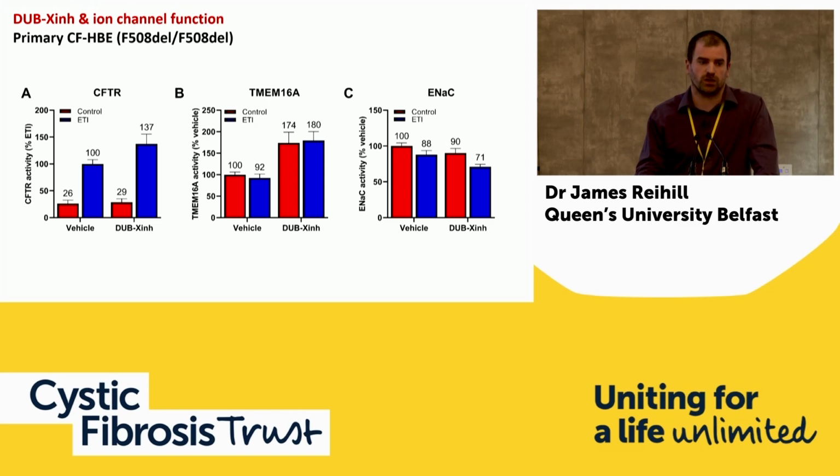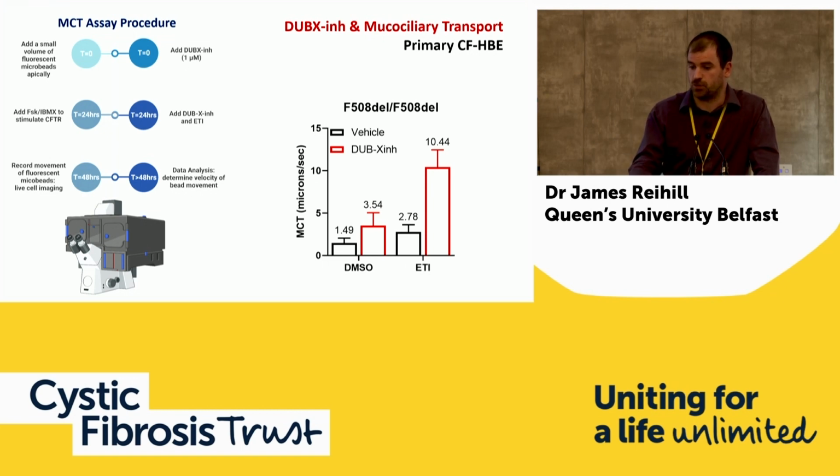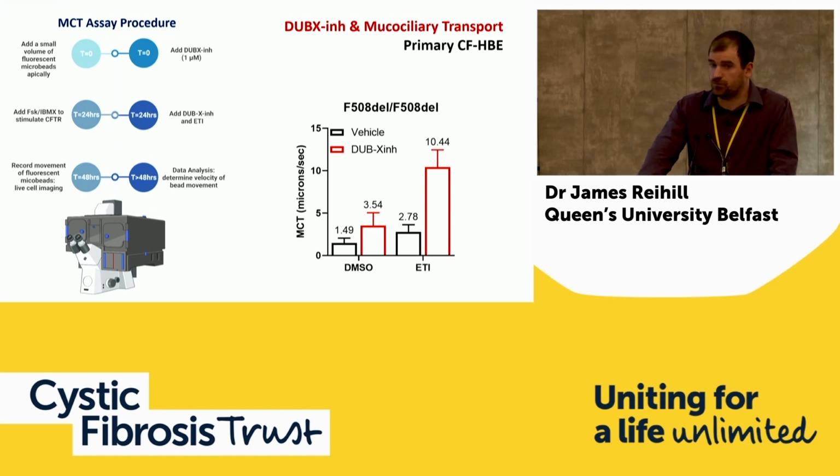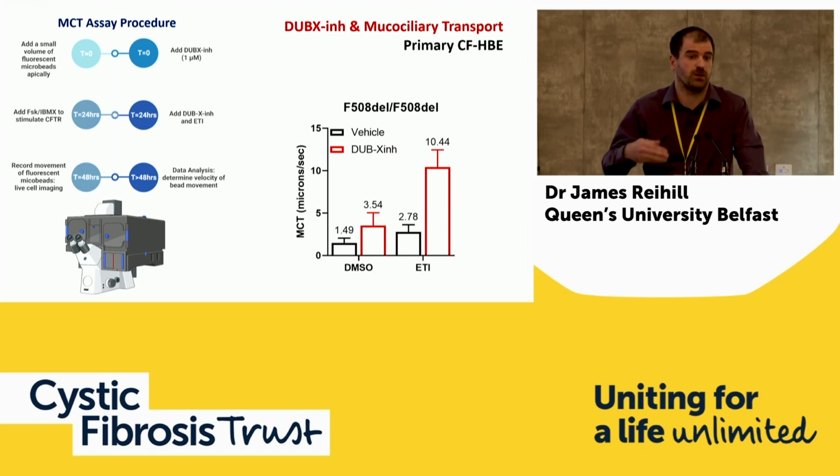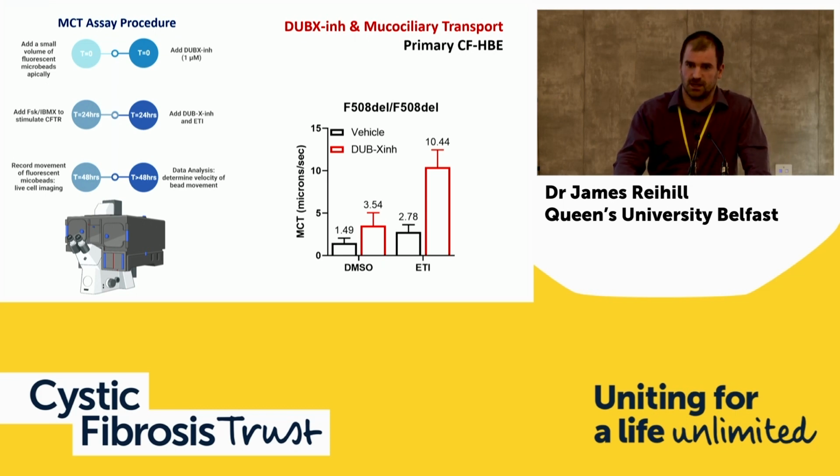We want to know what this means in terms of mucociliary transport when we affect this multi-target approach. And so we perform these mucociliary transport assays, where essentially we're adding fluorescent microbeads to the apical surface of our ALI cultures, and then 48 hours later, evaluating their movement by live cell microscopy. You track the movement and assign a velocity in microns per second.